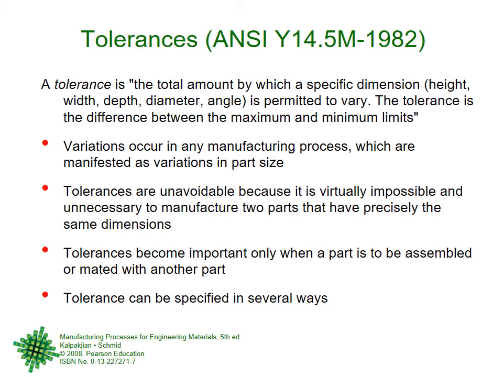DIN are the German standards. BS, British Standard, is the British one. There is now, alhamdulillah, in Oman, an Oman association for standards and so on. So this standard says what is tolerance. A tolerance is the total amount by which a specific dimension, height, width, depth, diameter, angle, is permitted to vary. Right? So very simple language. The tolerance is the difference between the maximum and minimum limits. So this is the tolerance, right?